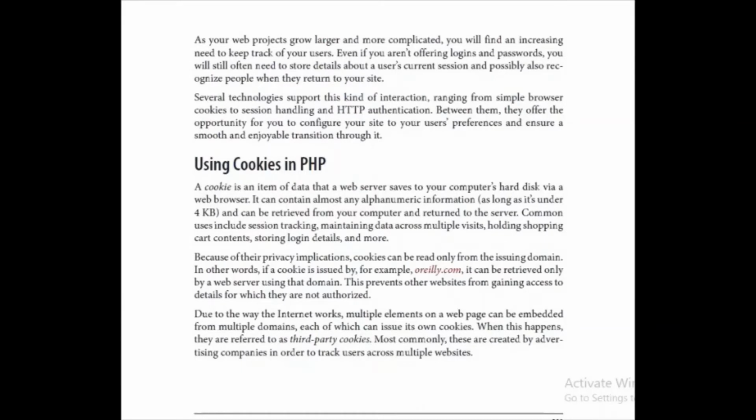So let's get started. The cookie is basically an item that is saved by the web server, and it's saved on your computer's hard disk with the help of the browser. Usually the size of a cookie is very small, around 4 KB, and it can be retrieved from the computer any time by the server. And why do we use cookies? To manage session information, to manage data across your multiple visits. You visit multiple sites, and your shopping carts, content, login information, and so on are stored in cookies.